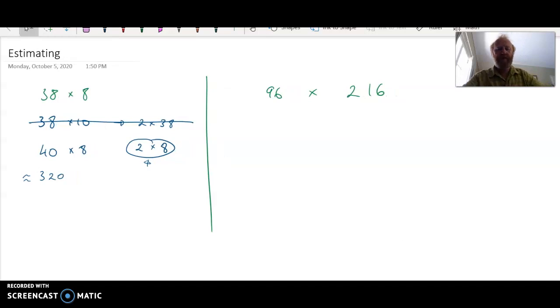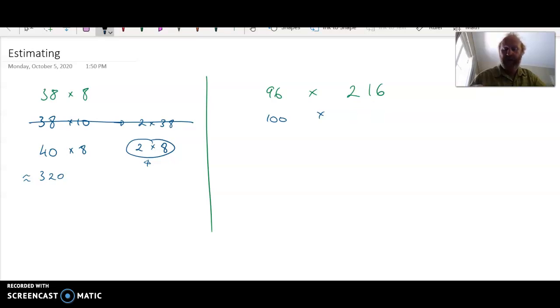Moving on to something a bit bigger, 96 times 216. Now, there's a little trap laid in here. It seems obvious that we can round that to 100, and I have just gone up in rounding there. I can go over here. If I were to go with something like 220 here, I've rounded this one up as well.